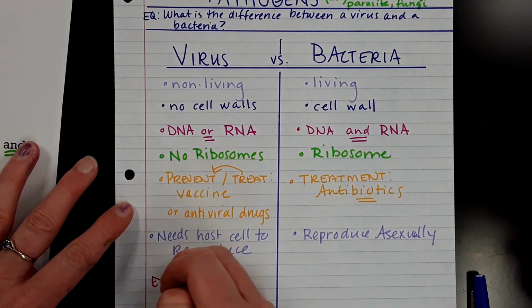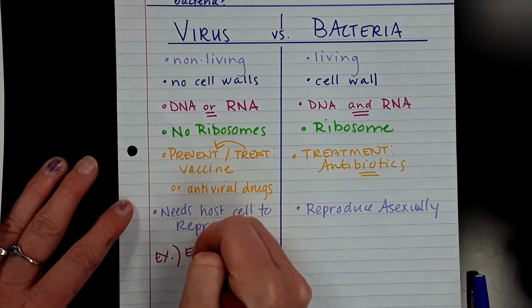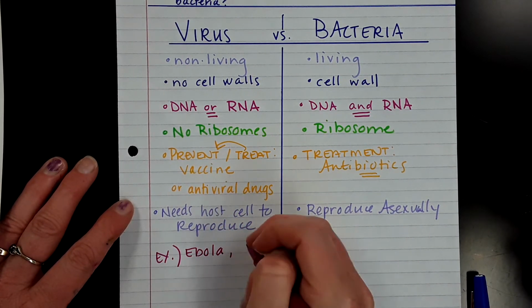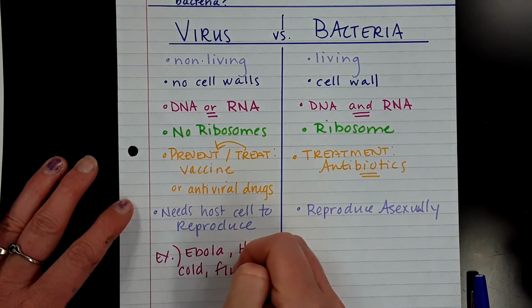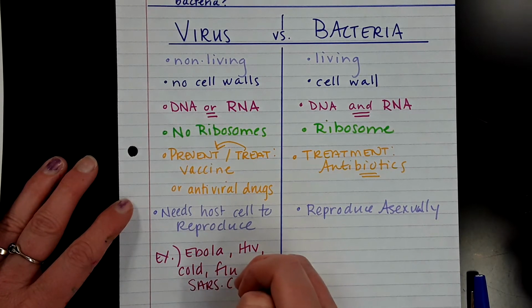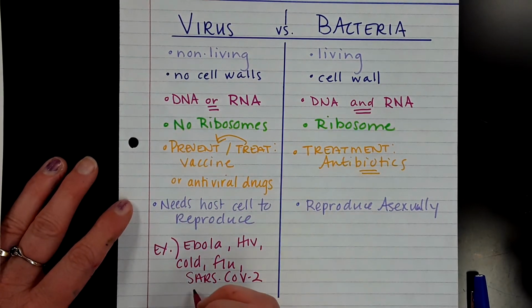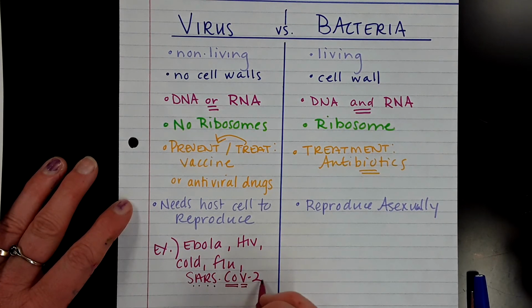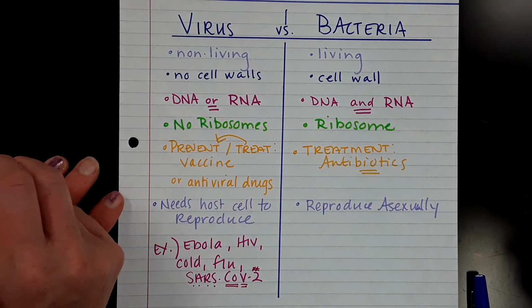What are some examples of viruses on your chart? We said Ebola was a virus, HIV, the common cold, the flu, and SARS-CoV-2, which causes COVID-19. This stands for severe acute respiratory syndrome coronavirus number 2, meaning this is the second major coronavirus we've seen pretty much this century.